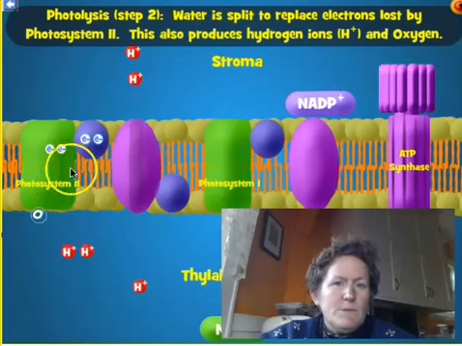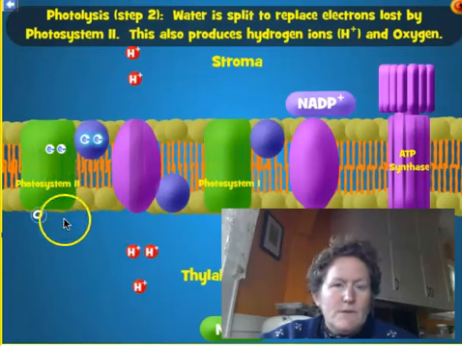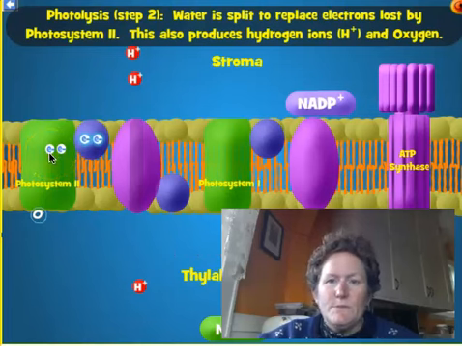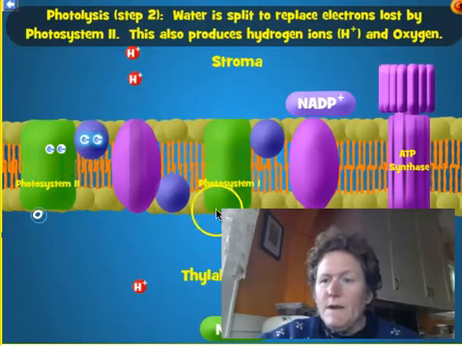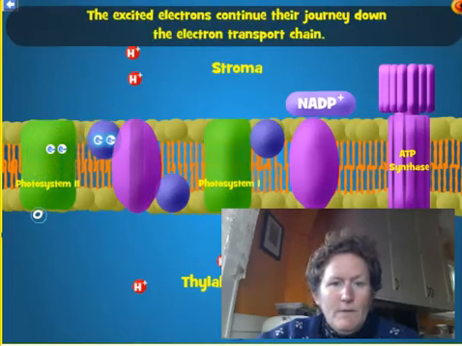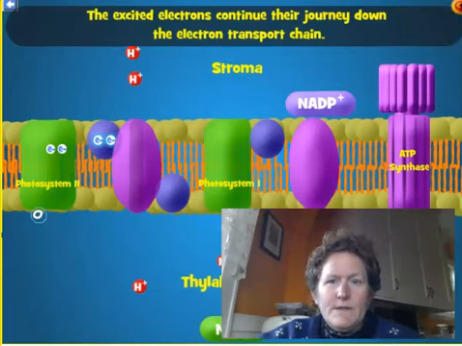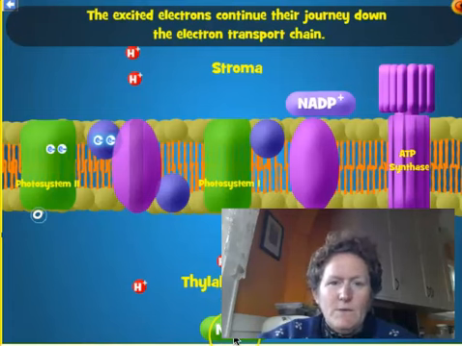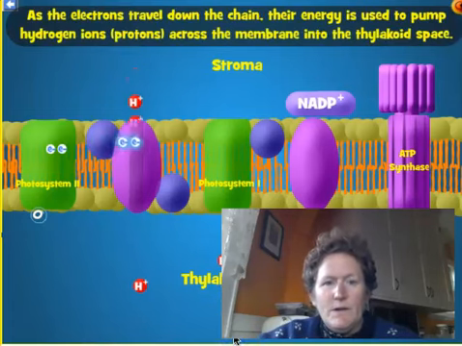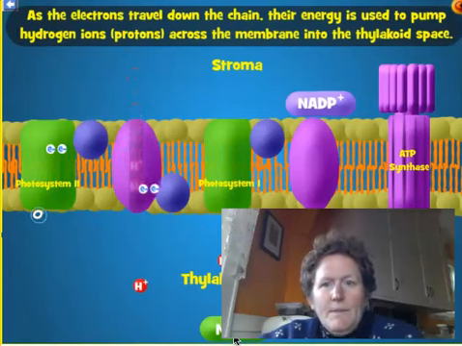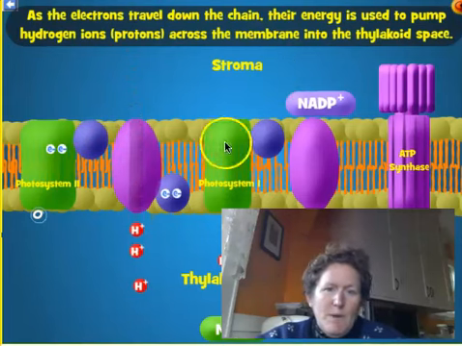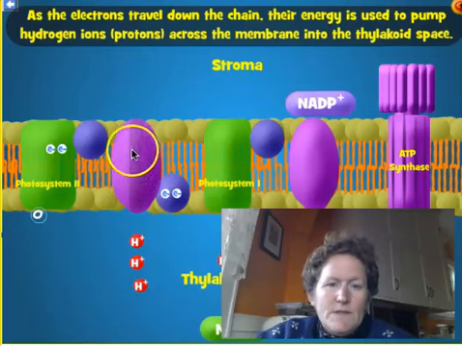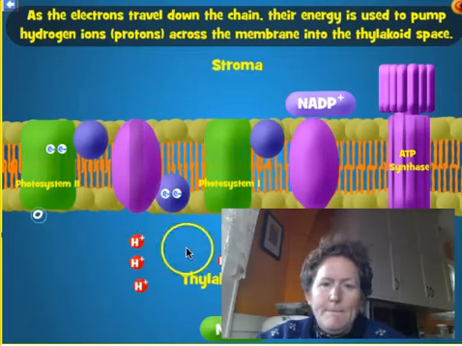Some water is split to replace those electrons, so the hydrogen loses the electron and it goes back to photosystem. Those electrons from hydrogen go to photosystem 2. It also produces some oxygen, which is a bonus for us. The excited electrons continue going down the electron transport chain, which is a lot more complicated than they show it here, but that's okay. The energy from those electrons is used to pump some hydrogen ions across into the thylakoid space, so some hydrogen came in.